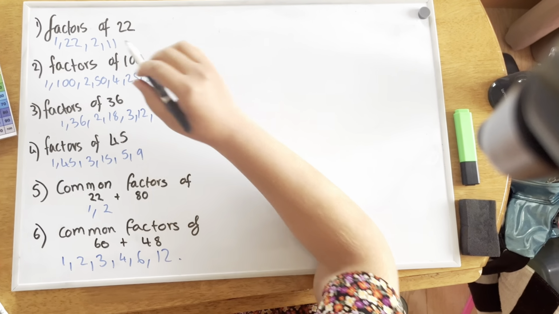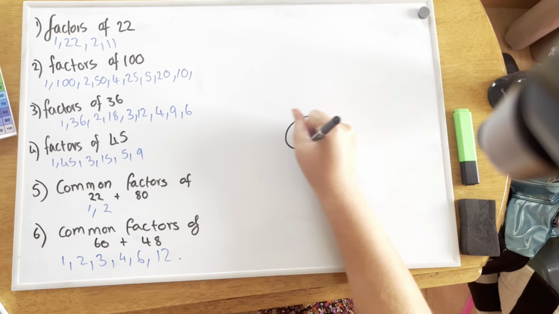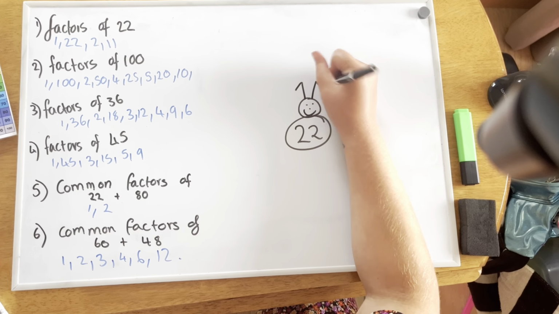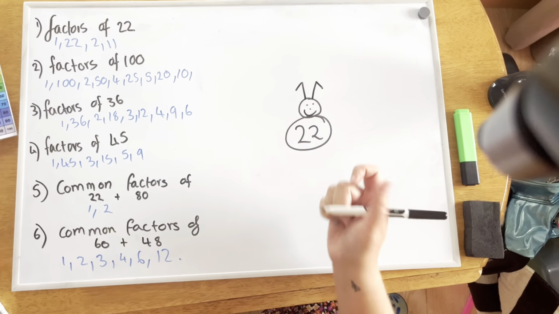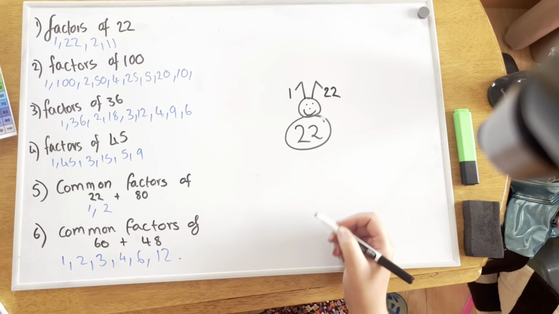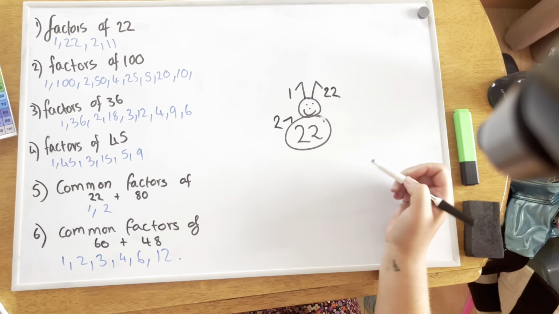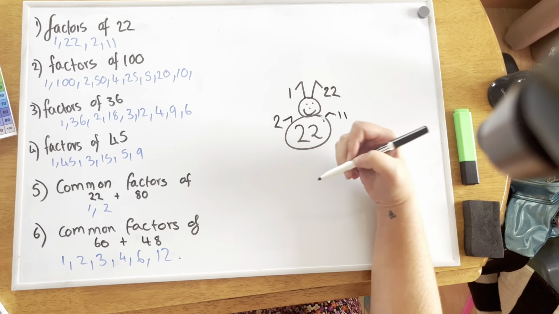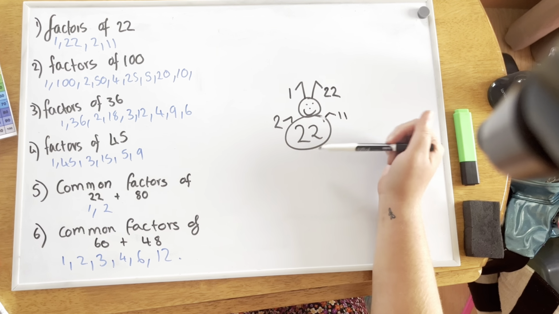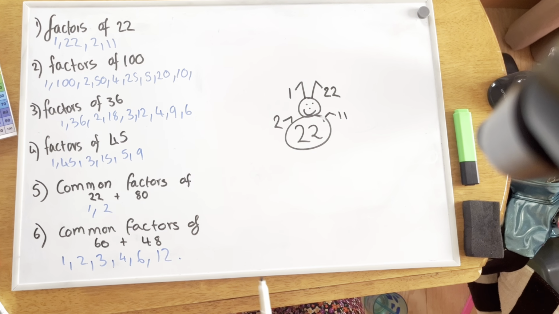So let's find our factors of 22. So I put 22 in my factor bug's belly. I draw his face, give him a smile, and then we'll do the antennas. Again, we always start with the same numbers, 1 and whatever number's in his belly, 22. Now, it's an even number, so I know that 2 is going to go into it. So 2 times what makes 22? 2 times 11. And 22 isn't in any other times tables, so we know that the factors of 22 are 1, 2, 11 and 22.